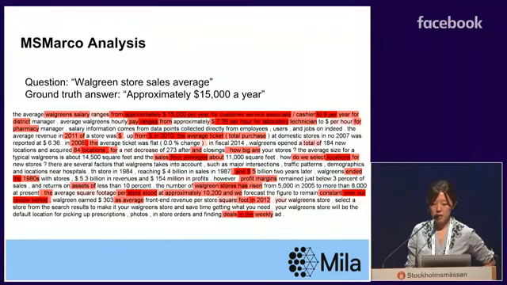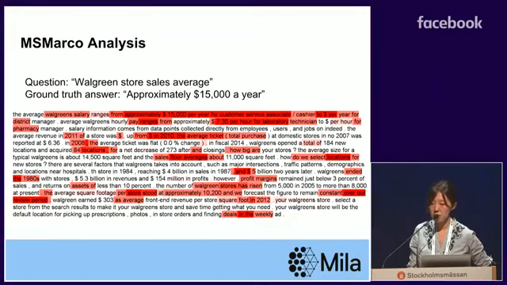Right, so after this, we've visualized the attention heat map for an example in the validation set in the MS Marco data set. The question being asked here is the Walgreens store sales average. As you can see, the question is slightly ambiguous, and the ground truth answer is approximately 15,000 a year. And as you can see, the model highlights parts like "approximately 15,000 a year" and other things like "$7.35 per hour for lab technicians."